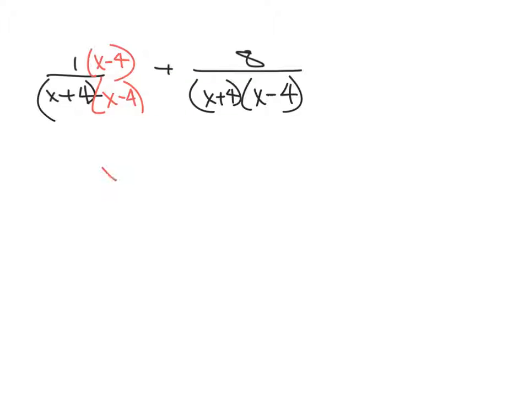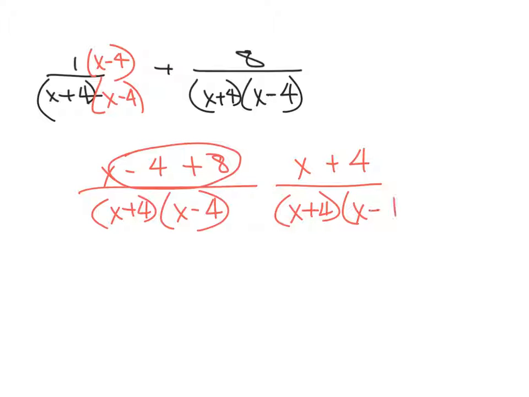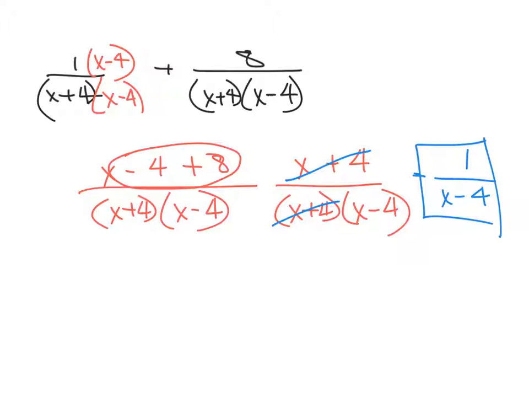Okay, so now on top I have x minus 4 plus 8, and on the bottom I have x plus 4 and an x minus 4. Do not cancel anything, just look at them that way. And let's combine those. Negative 4 plus 8 is just 4 over x minus 4. Okay, now I can cancel that whole group with that whole group. And again, I have nothing on top, so there's a 1. That ends up being my answer there.